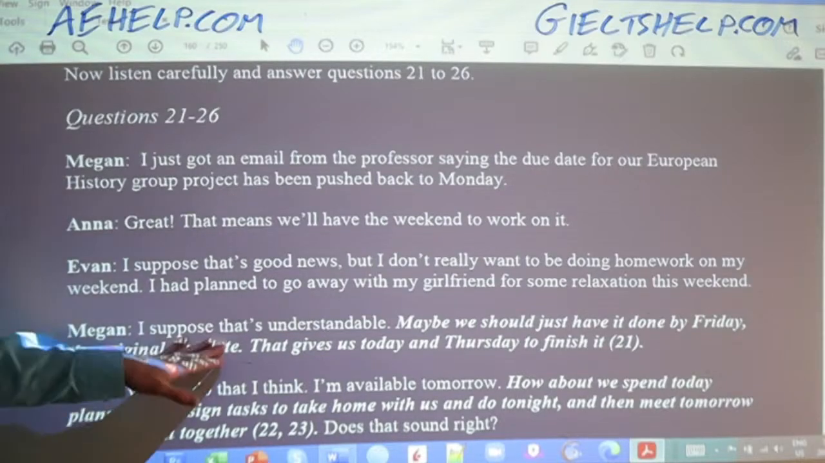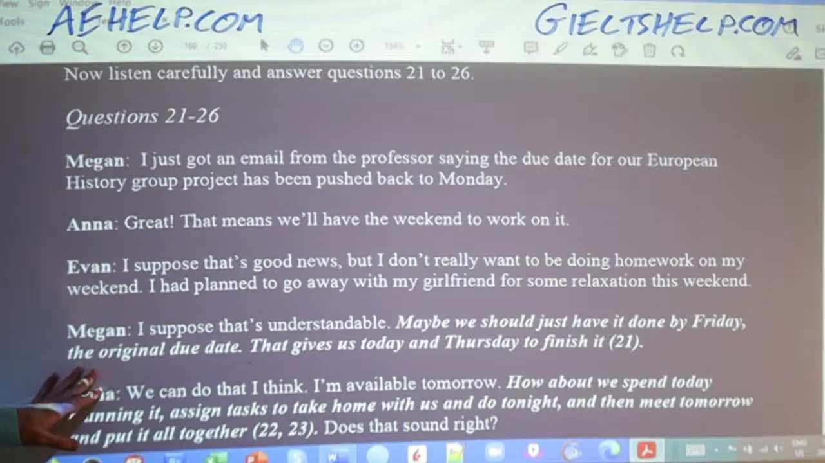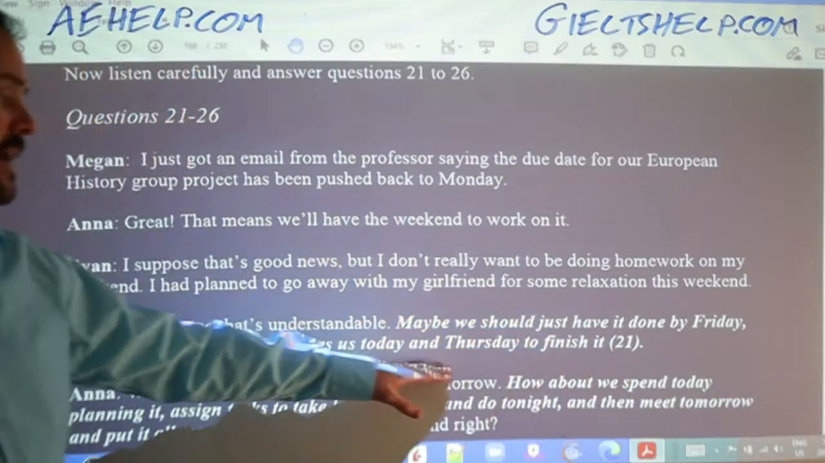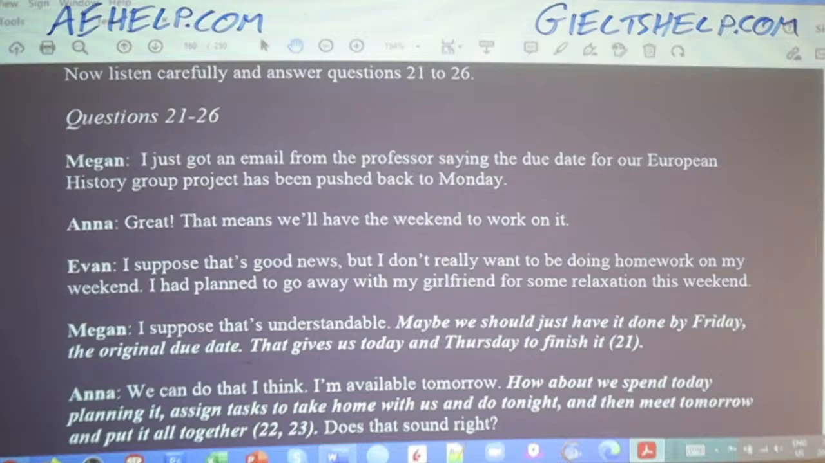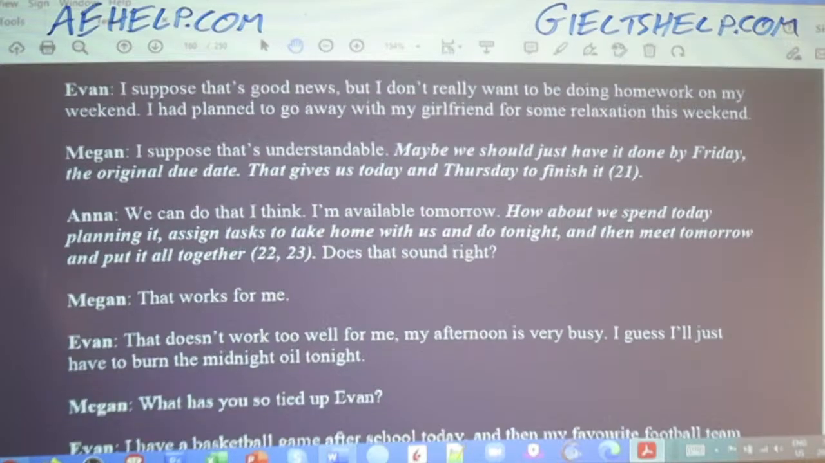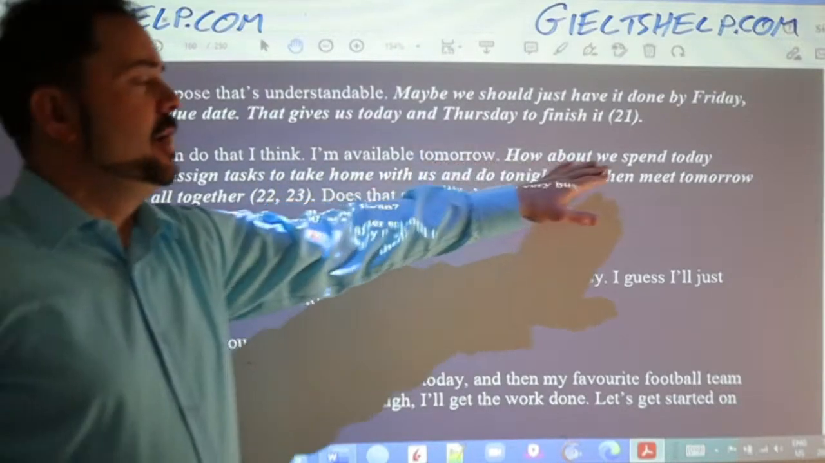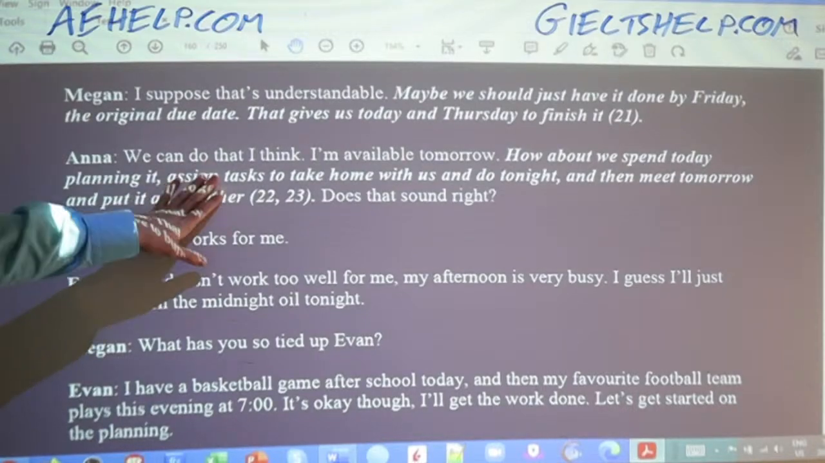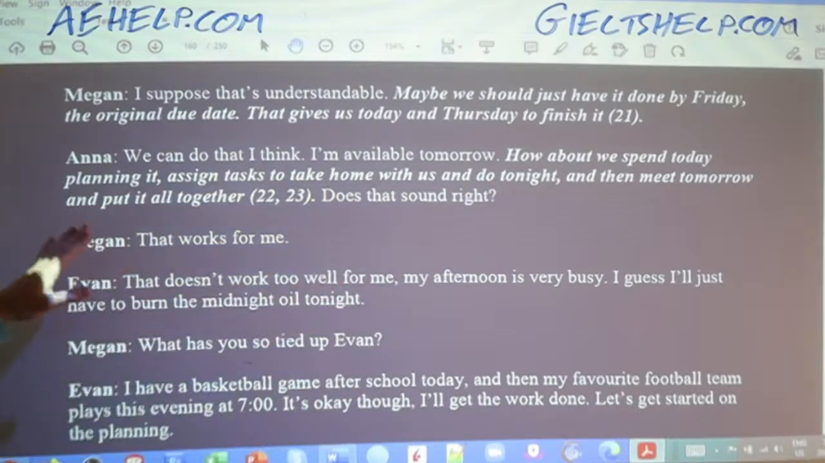Megan says, okay, that's understandable. Let's just have it done by Friday, the original due date. That gives us today and Thursday to finish it. Anna says, we can do that, I think. I'm available tomorrow. How about we spend today planning it, do the tasks tonight, and then meet tomorrow and put it all together, and then hand it in Friday.